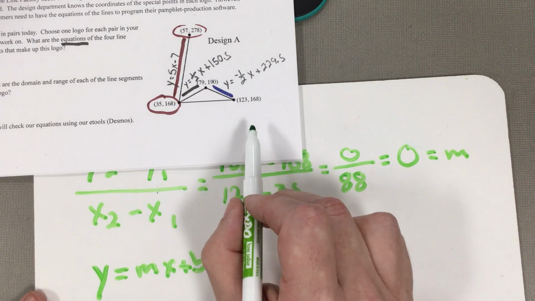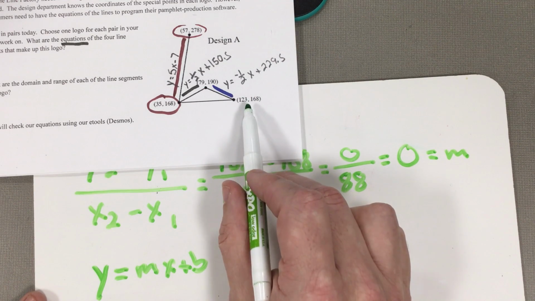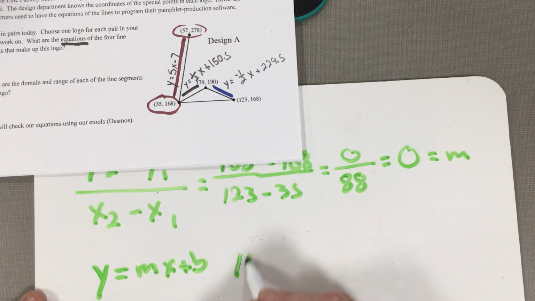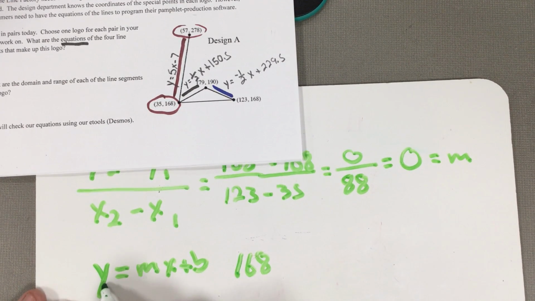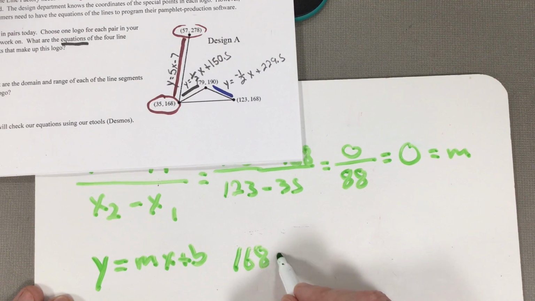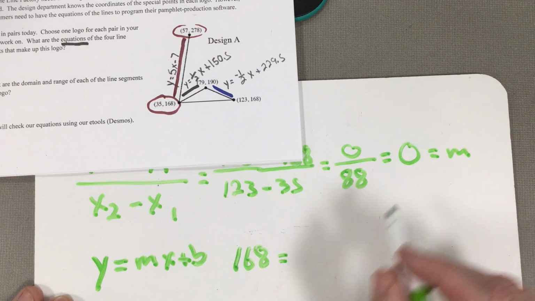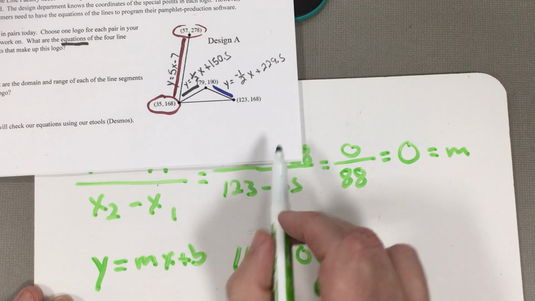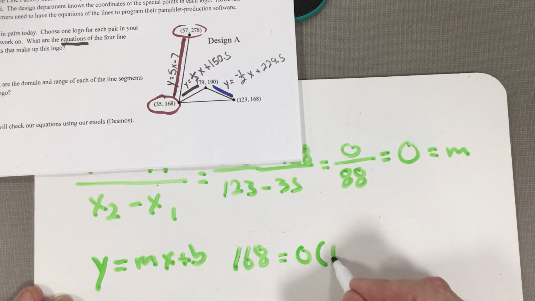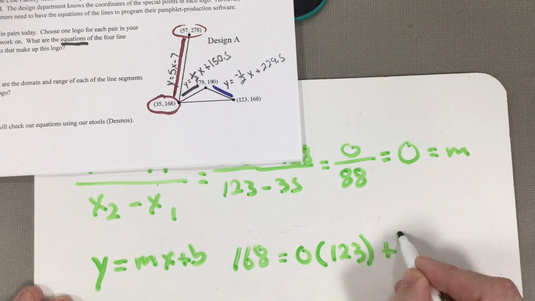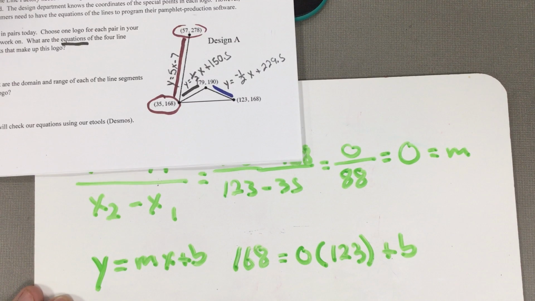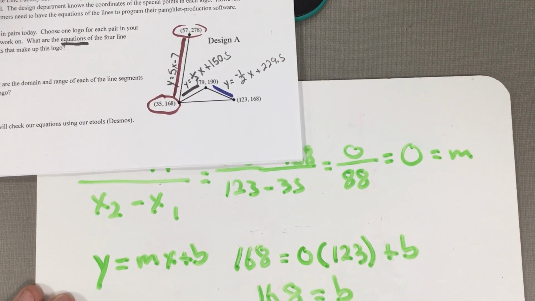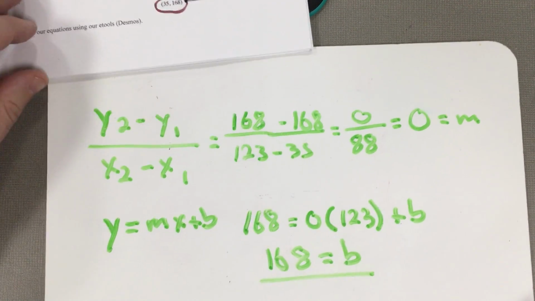So I'm going to take a set of coordinates, and let's just use this set right here. If I take 168, because that's my y, I'm going to plug it in for y. What's my slope? My slope is 0. So if I take 0 and multiply it by x, and what's my x? 123, plus b. What's 0 times 123? If you said 0, you're right. This might have been the easiest math one that we've done.